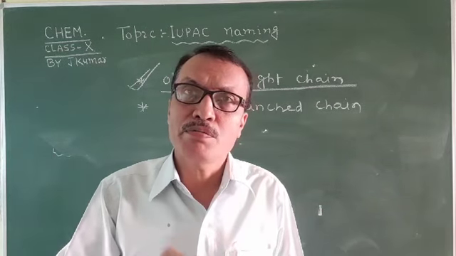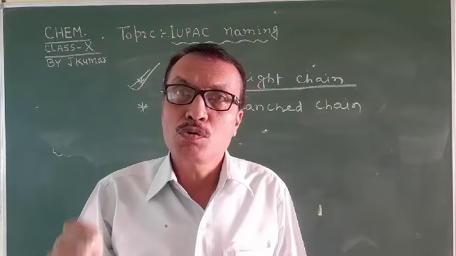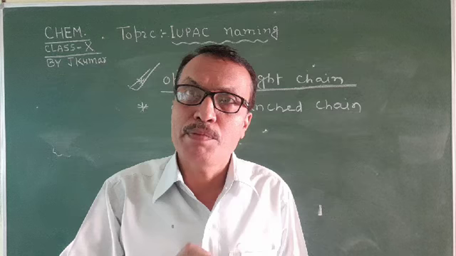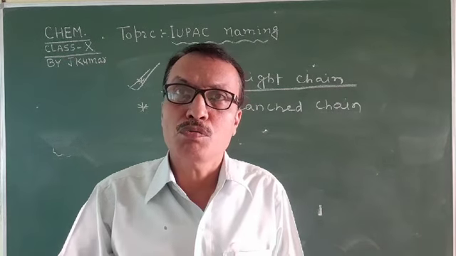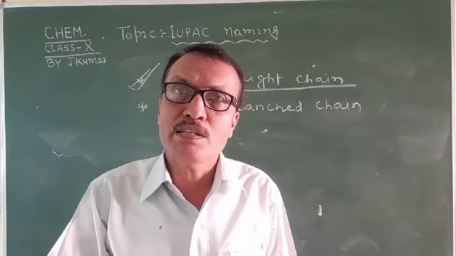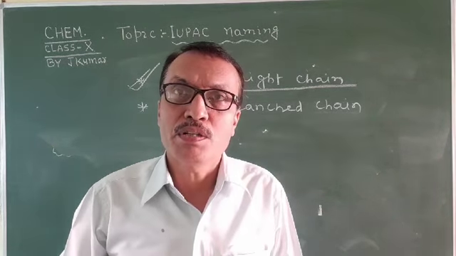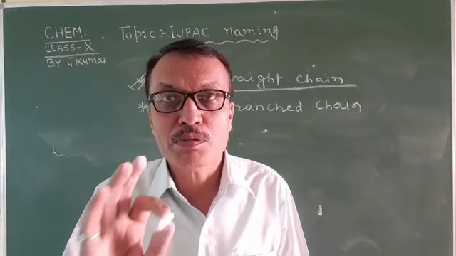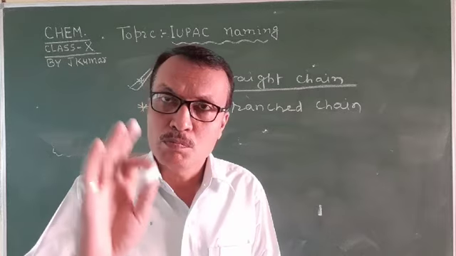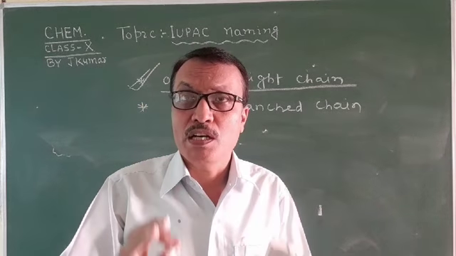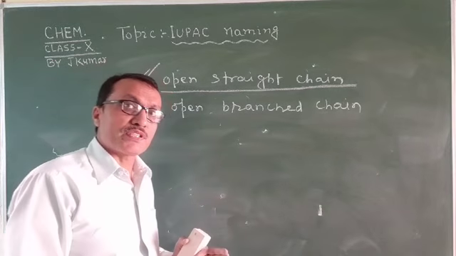In case of 5 carbons, root word pent. In case of 6 carbons, root word hex. In case of 7 carbons, root word hept. And in case of 8 carbons, root word oct. In case of 9 carbons, root word non. And in case of 10 carbons, root word dec. You have to take these, and you must see your textbook for the root words for carbons on the basis of chain.